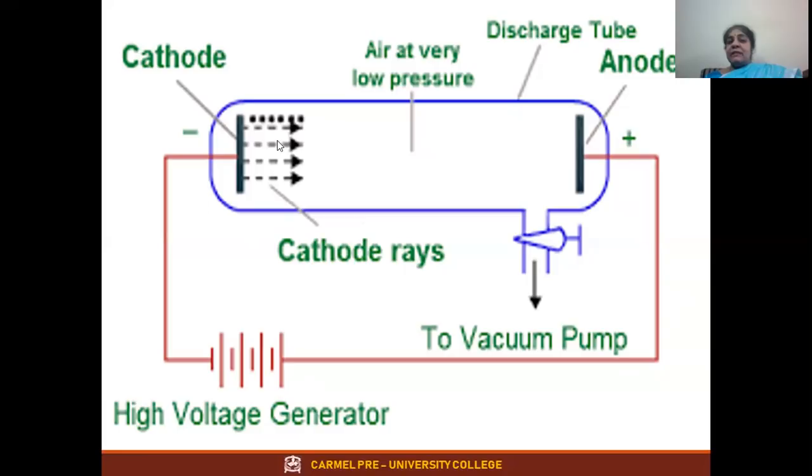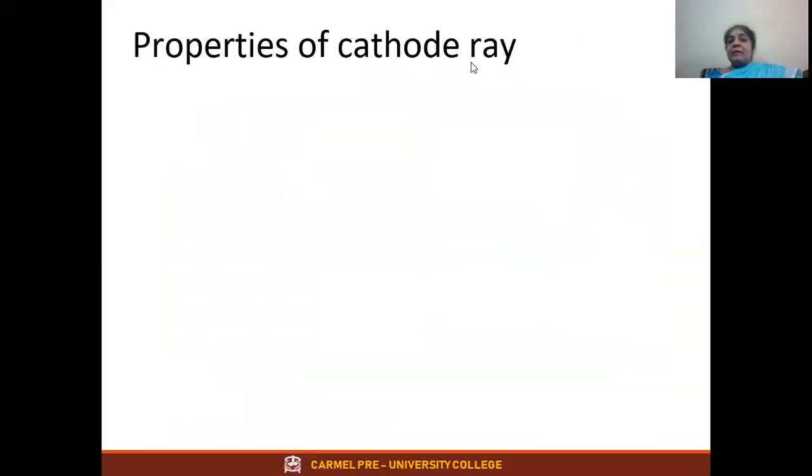So, this is the first discovery. It is the discovery of electrons. Okay. Now, next. What are the properties of cathode rays?